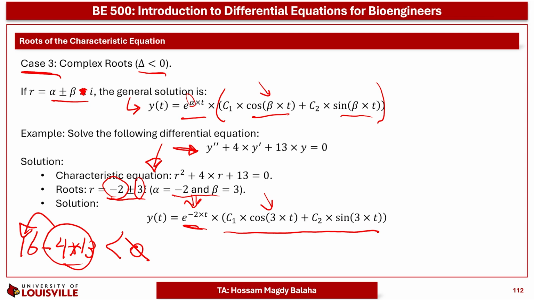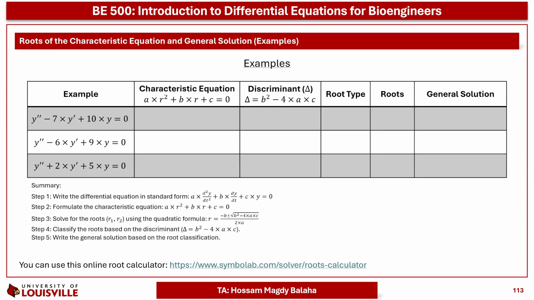Now, we understand that for each case, we have a specific general solution. And if you have initial conditions for this problem, then we can find the constants C1 and C2. By getting C1 and C2, you can get the full or specific formula for y of t. By getting y of t, we can plot it and understand the behavior of the system. Now, we have 3 examples. We need to find the characteristic equation, then the discriminant, and then the root type, the roots, and the general solution. And remember, these are the different steps to solve the characteristic equation for a homogeneous differential equation.